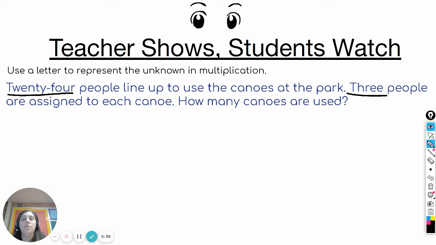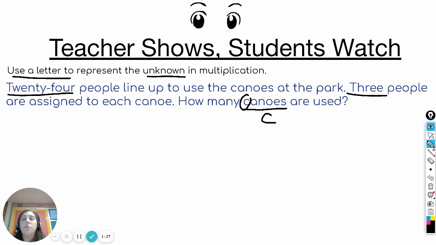Okay, so notice I underlined those two numbers that I came across in the problem. So I know that those are going to be part of my equation. Now I'm trying to figure out how many canoes are used. Since we're using canoes, I'm just going to have my letter be C, okay? Because it says I have to use a letter to represent the unknown. Well, I don't know how many canoes we need. So I'm just going to pick the letter C for canoes.